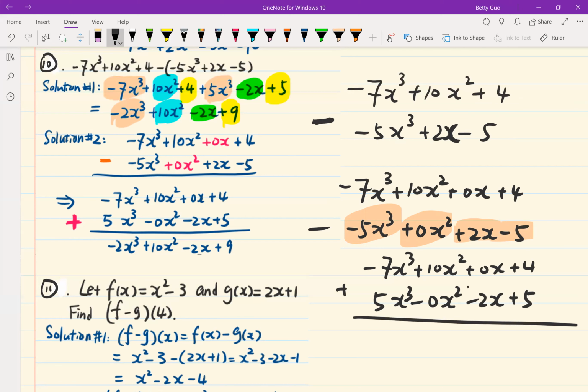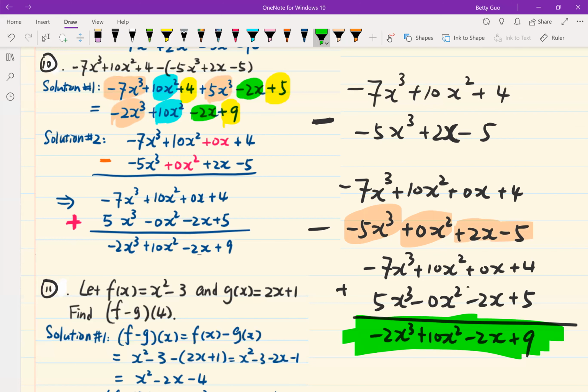And now we are ready to add them up vertically. -7 plus 5, -2. 10 minus 0, 10. 0 minus 2, -2. 4 plus 5, 9. And the subtraction of the original two given polynomials is this polynomial. Okay? Yeah. Very important. If you apply the vertical method, you need to make sure the two polynomials have their like terms aligned. That's number 10.